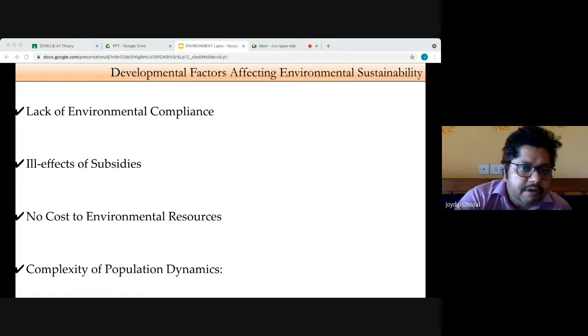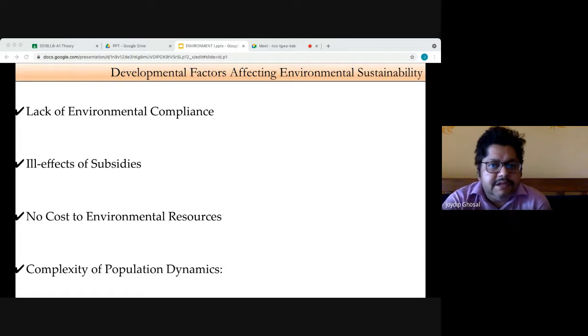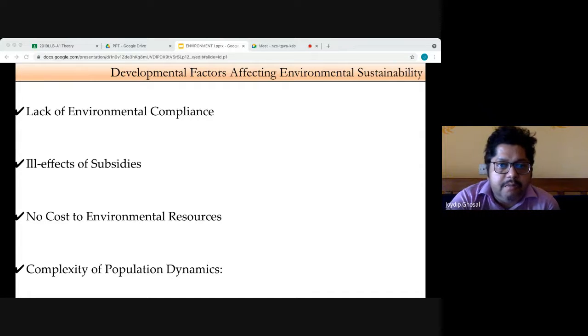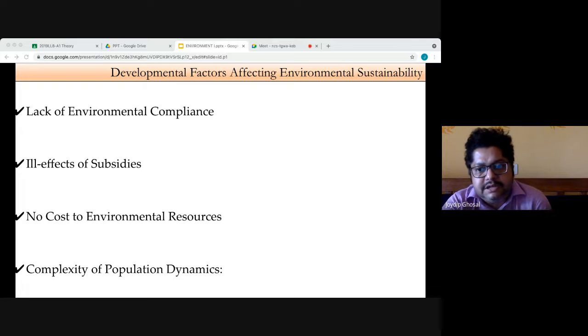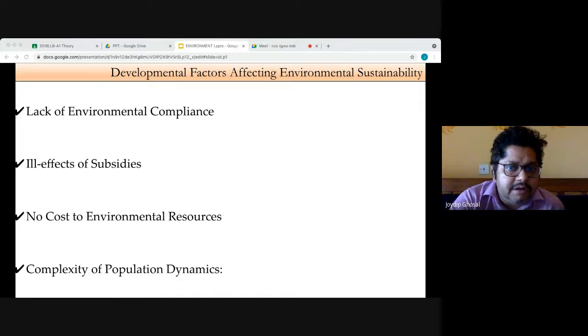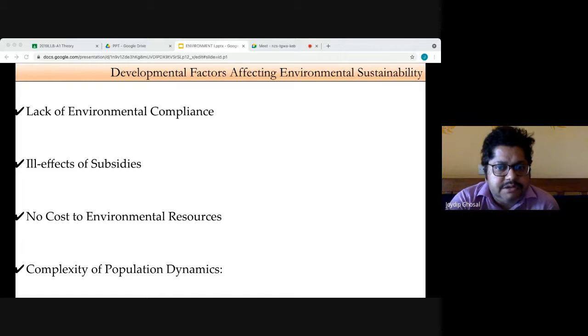If we talk about ill effects of subsidies, then we can say that in pursuit of providing welfare to vulnerable sections of society, the government has provided a bulk of subsidies. Now, the subsidized nature of services like energy and electricity can lead to their overuse and undermine environmental sustainability. Further, subsidies also undermine the revenue base and limit the government's capacity to invest in new, cleaner technologies.